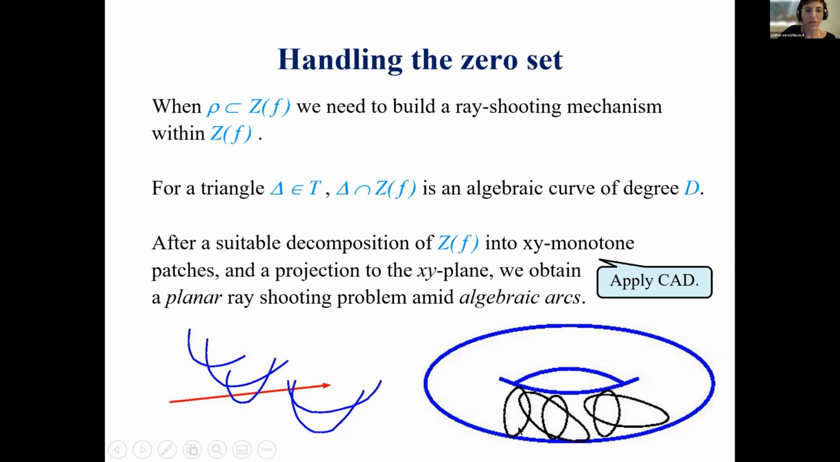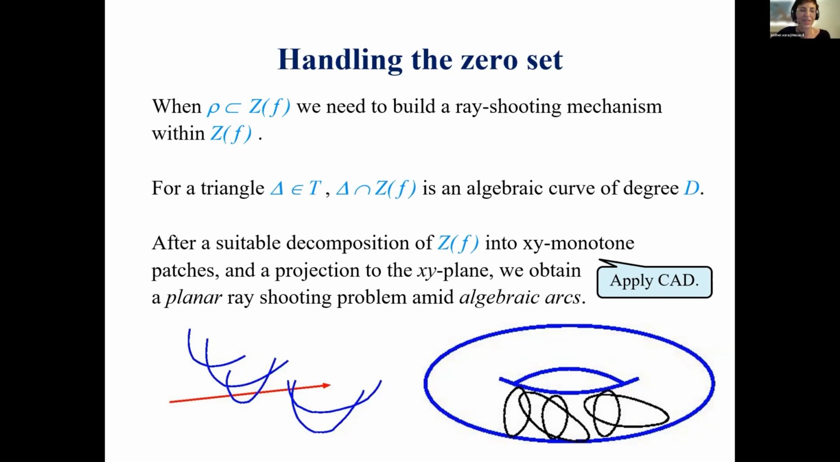What we obtained is that the projection of the intersection of every triangle with the zero set is a curve. It's an algebraic arc of degree D. In the illustration, these are the blue arcs that you see here. And eventually it boils down to this question.